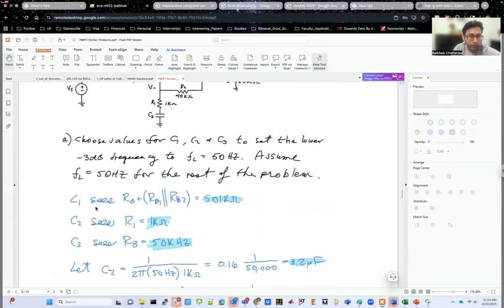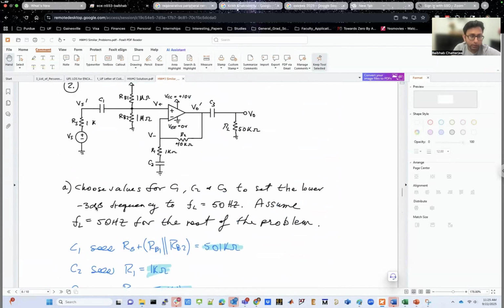Oh, okay. So one small thing that I want to mention. For this part, where you are asked to choose values for C1, C2, and C3, you want to choose values for C1, C2, and C3 to set the lower -3 dB frequency to 50 Hertz. And assume FL equal to 50 Hertz for the rest of the problem. So you want to set some sort of a frequency limit, the lower -3 dB frequency. Let's understand what is meant by that.